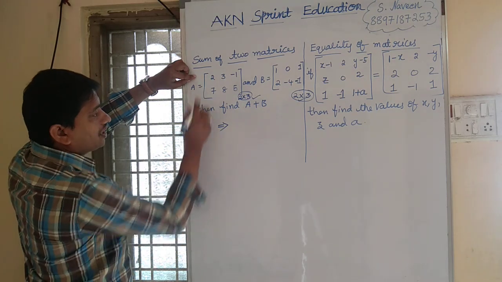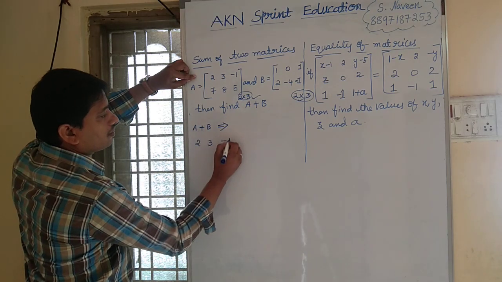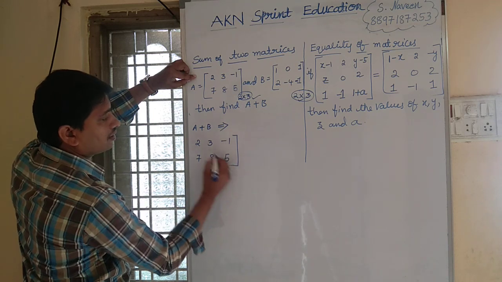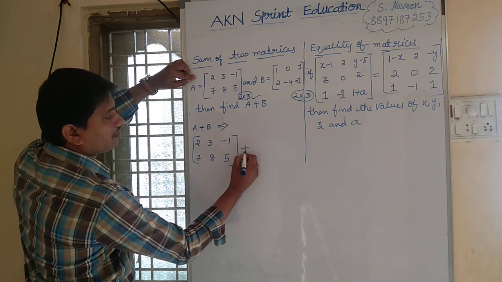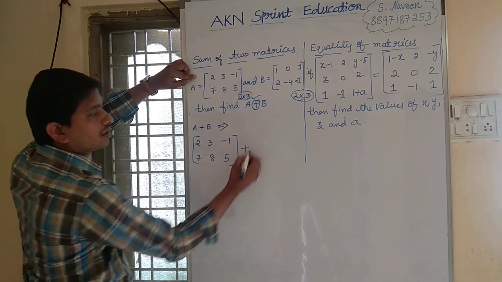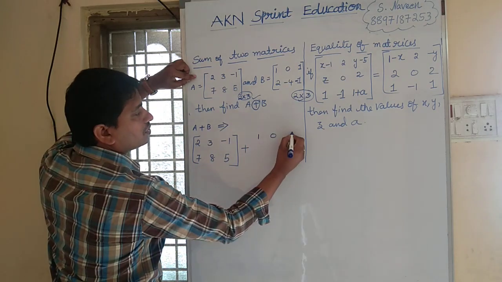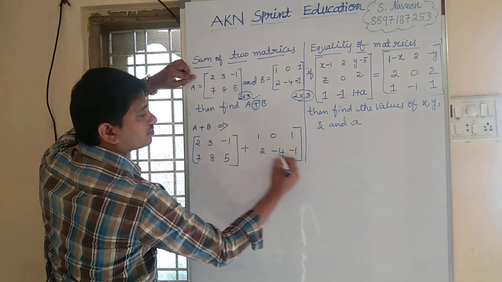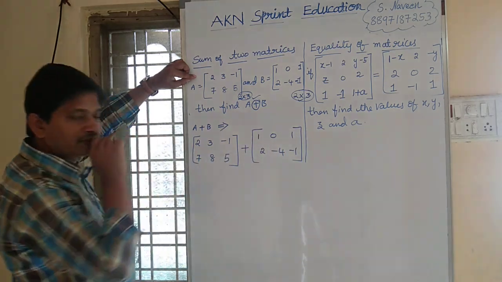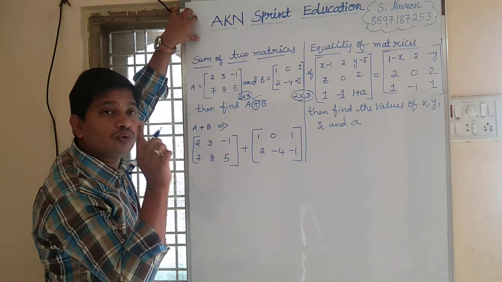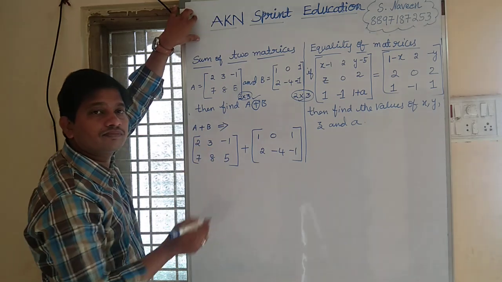So what is matrix A? 2, 3, minus 1, 7, 8, 5. In between we need to write plus, because they are asking to find the sum of the matrices. B equal to what? 1, 0, 1, 2, minus 4, minus 1. When we are finding the sum of the matrices, we need to add their corresponding elements.